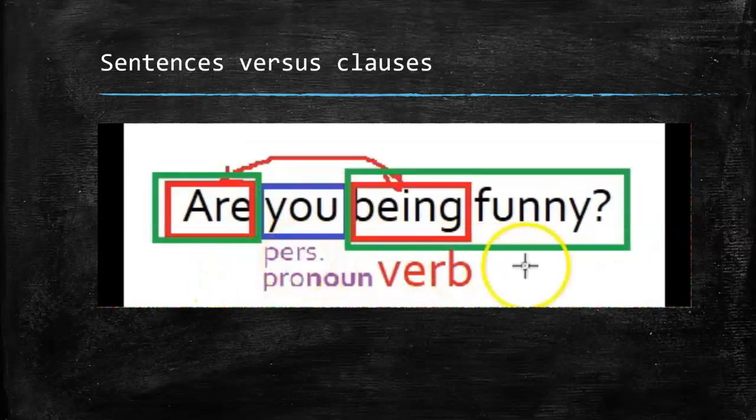Here is how the same concept would look in a question. Are you being funny? You is the subject. Are being is the verb. Are is the auxiliary and being is the main verb.